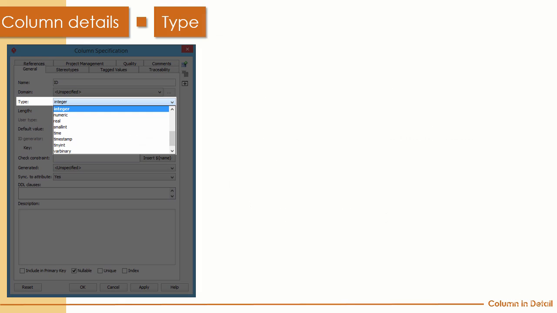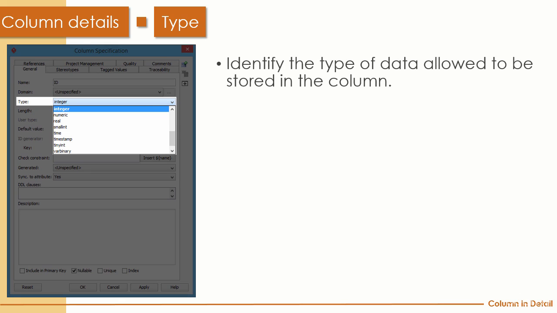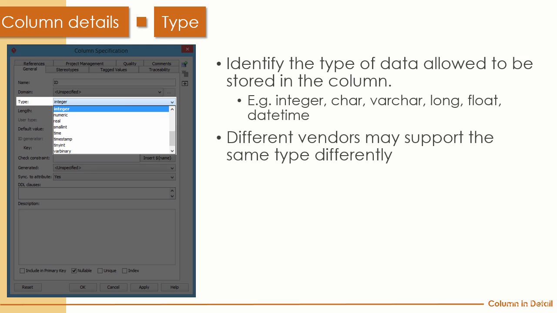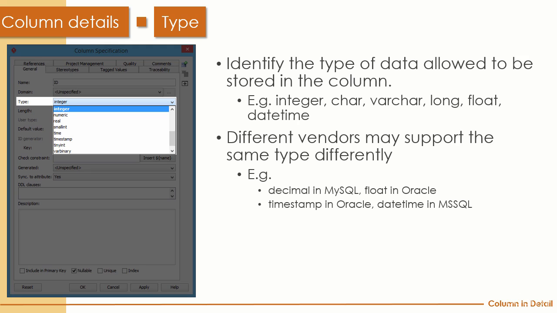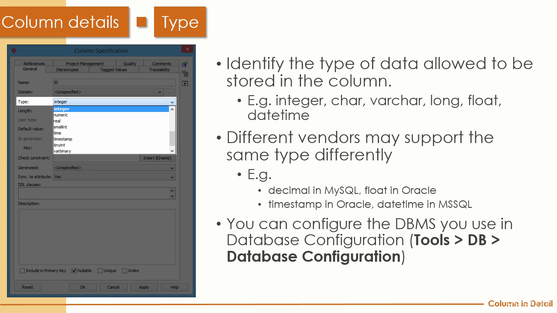And then we look into the type. You can set the type of the column you want. For example, integer, char, varchar, etc. Different database vendors may support different database types. For example, MySQL supports decimal, Oracle supports float and timestamp, and MS SQL supports datetime. You can configure the database type by using the tool, DB, and database configuration.